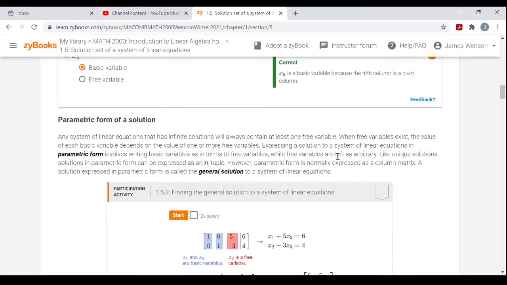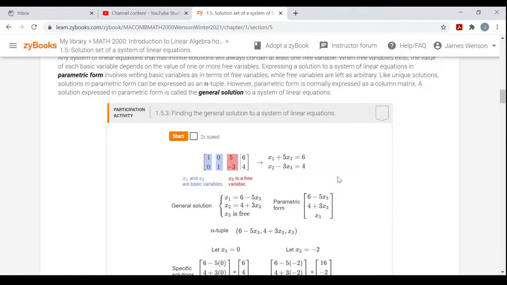Like unique solutions, solutions in parametric form can be expressed as an n-tuple, right? An ordered tuple. However, parametric form is normally expressed as a column matrix. A solution expressed in parametric form is called the general solution to a system. Right? You're describing all the solutions. And this is, again, for systems that have infinitely many solutions. All right, so here's an example here. Now, again, you can read through this. I'm just going to pull this up on a paper. Again, I'll write this out.